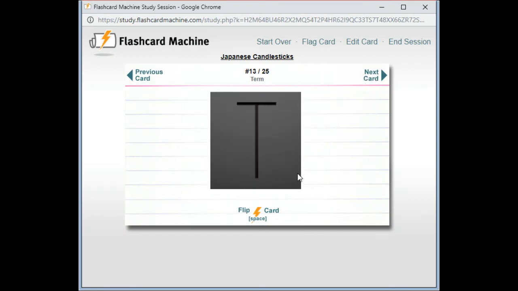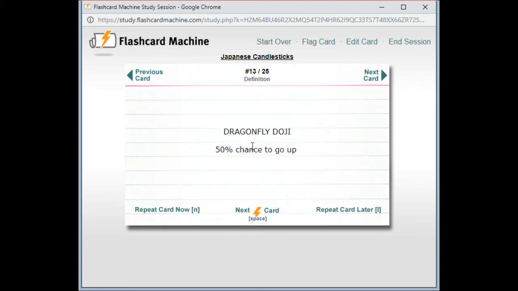This one, guys, anyone? It's a doji. What kind of doji? Dragonfly doji. Only a 50% chance to go up, so it's 50-50 on this one.